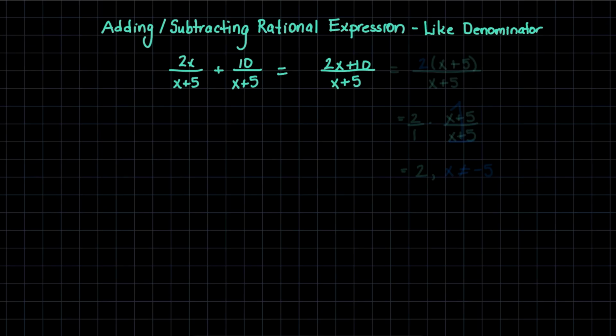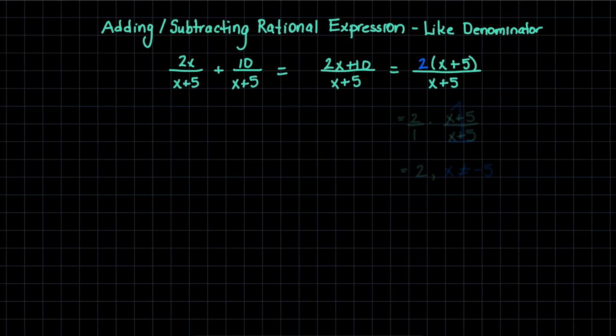Okay, we always check, can we factor the top? And if you're not comfortable with factoring, please get comfortable with factoring. There are plenty of factoring videos in the library. So 2 and 10 are both divisible by 2, so I can factor a 2 out. 2x divided by 2 is x, and 10 divided by 2 is 5, all over x plus 5.